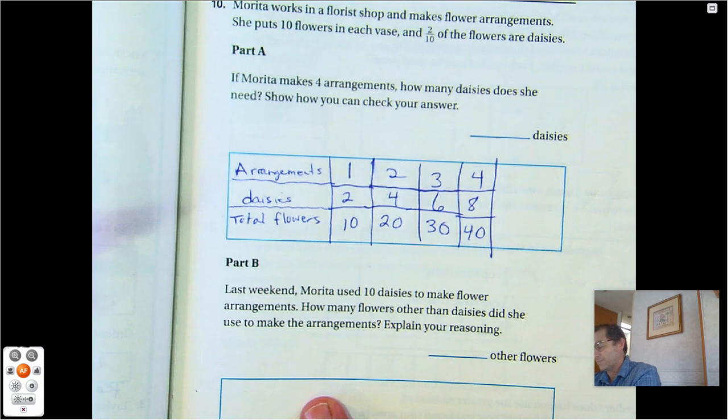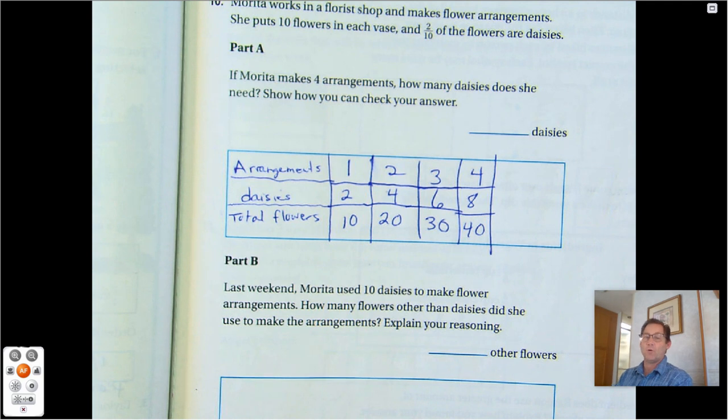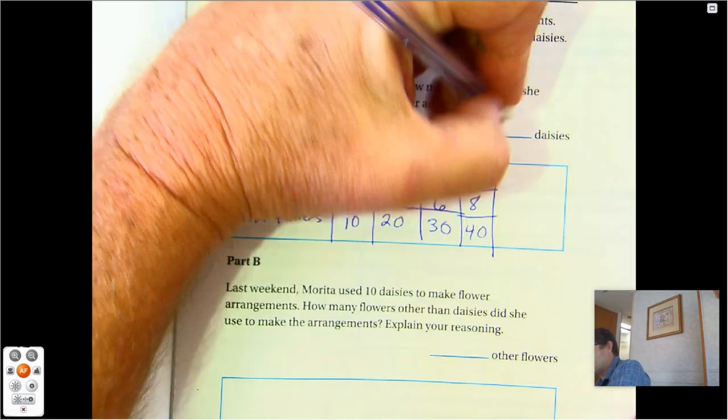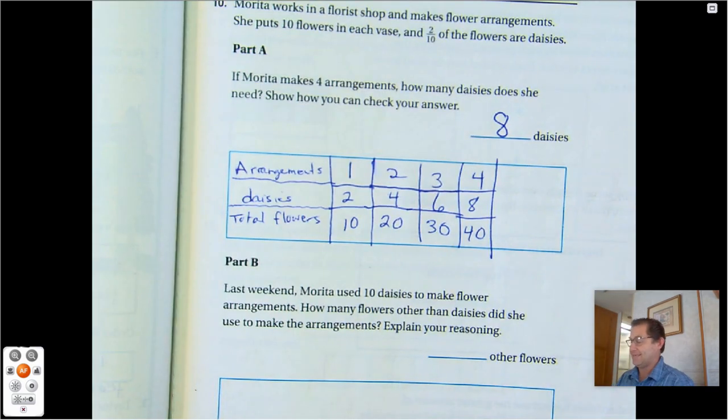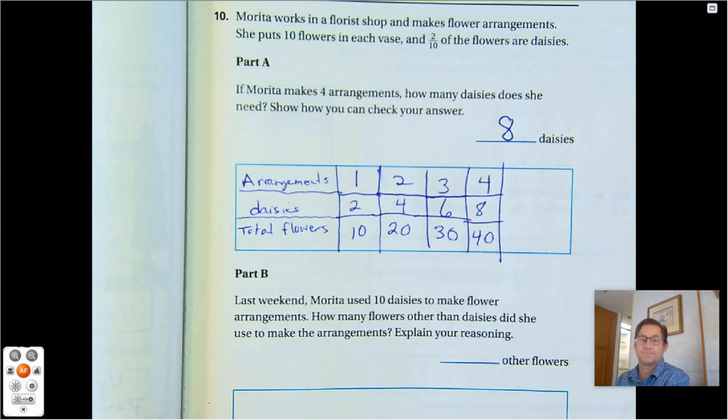Okay, I can stop there because it says 4 arrangements. How many daisies does she need? She's going to need 8 daisies. Okay, so show how you can check your work.